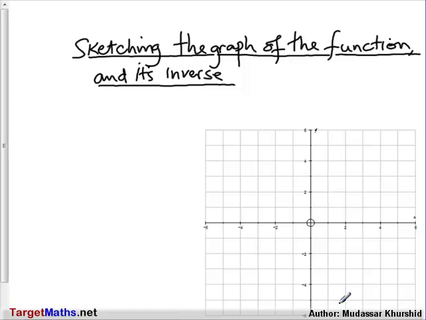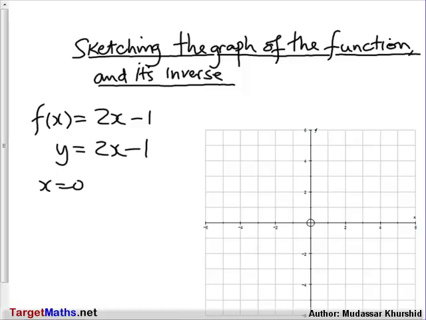Let's remind ourselves of the function that we looked at before. f x equals 2x minus 1. If we want to draw the graph of this function, replace f x with y, so y equals 2x minus 1. To draw the graph of this equation, we simply need 2 points. So let's take a couple of values of x and find the corresponding values of y. So when x equals 0, y is equal to minus 1.